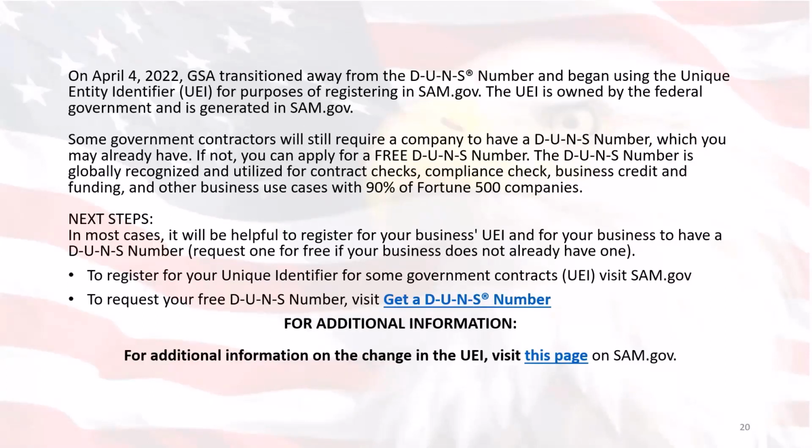Some government contractors will still require a company to have a DUNS number, which you may already have. If not, you can apply for a free DUNS number. The DUNS number is globally recognized and utilized for contract checks, compliance checks, business credit and funding, and other business use cases with 90% of Fortune 500 companies. The next steps, in most cases, it'll be helpful to register for your business's UEI and for the business to have a DUNS number. Request one for free if your business does not already have one. To register for the unique entity identifier, UEI, for some government contracts, visit SAM.gov.